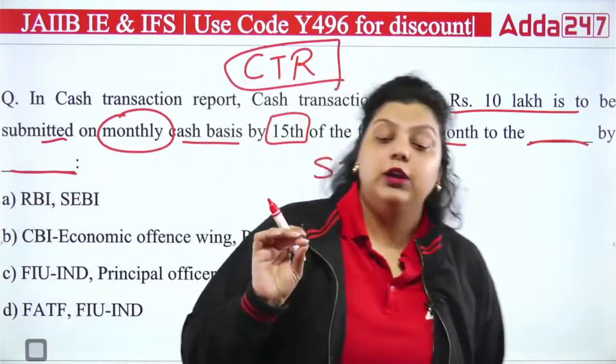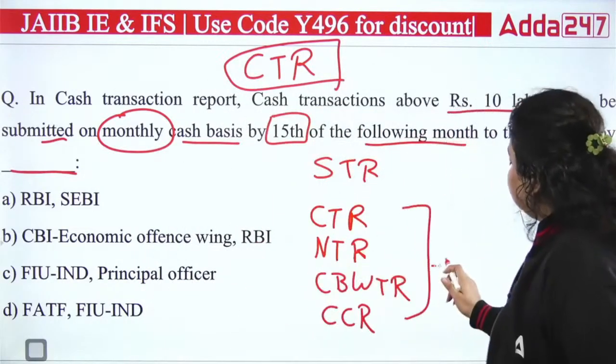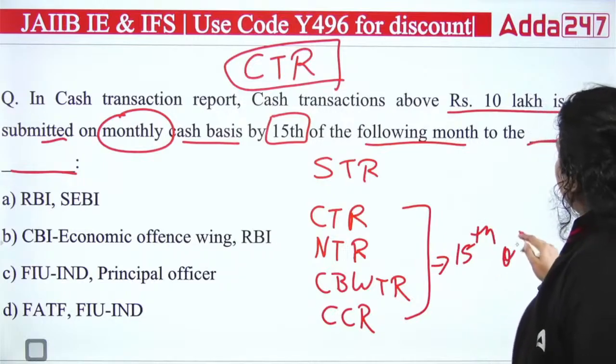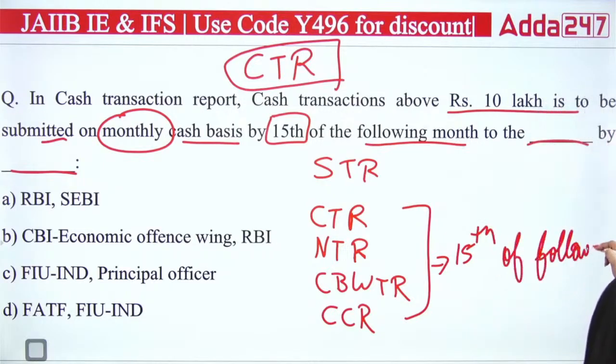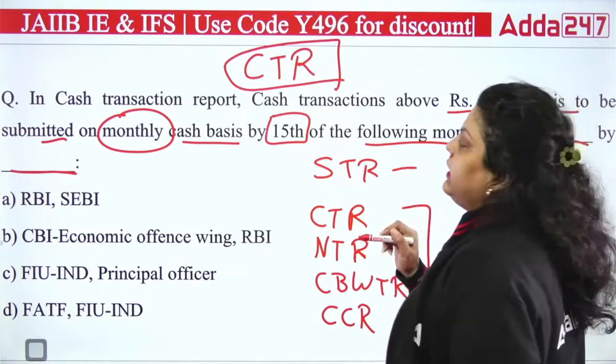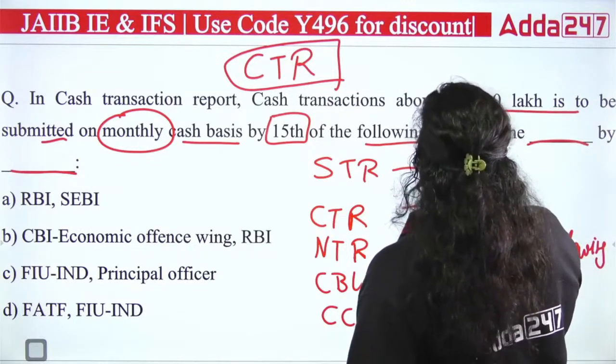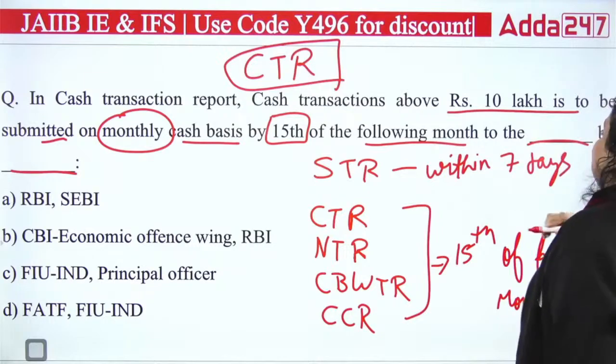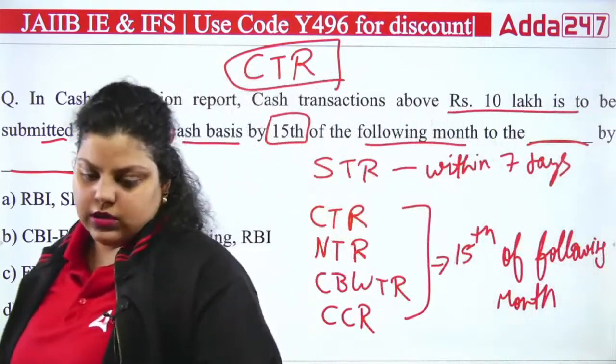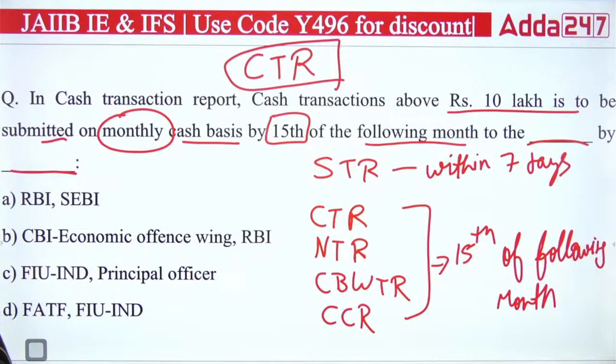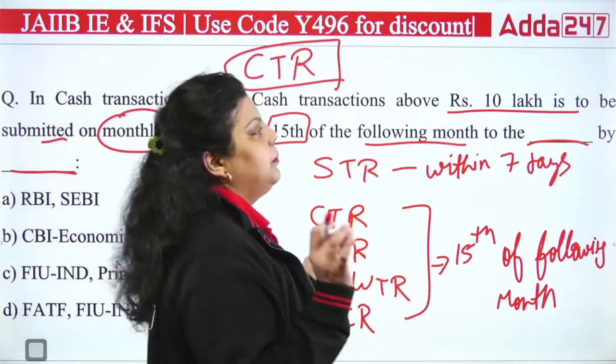All these have to be submitted on time. If I talk about these four, they have to be submitted on 15th of the following month, and when it comes to the STR, it has to be submitted within 7 days. Within 7 days, once you find out that this transaction is a suspicious transaction, from that particular day you have to report the suspicious transaction report within 7 days. So all these reports are actually submitted by the principal officer.